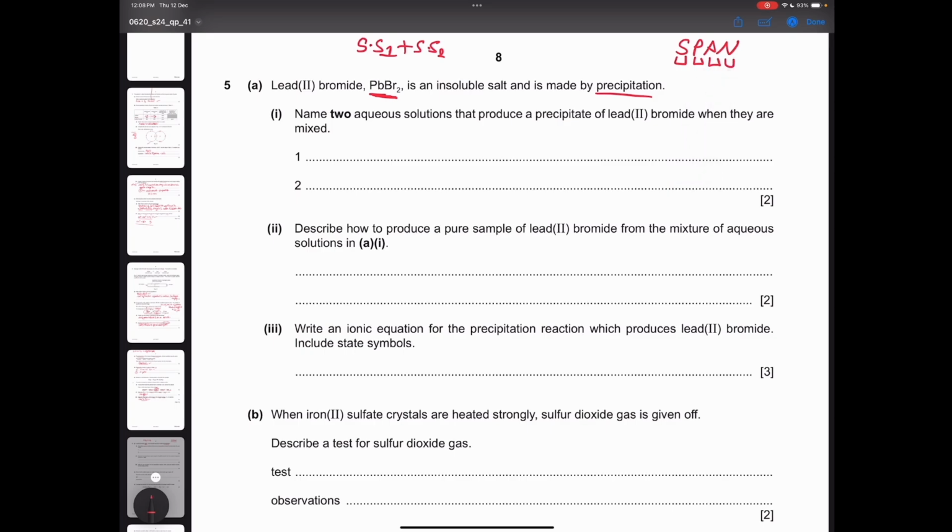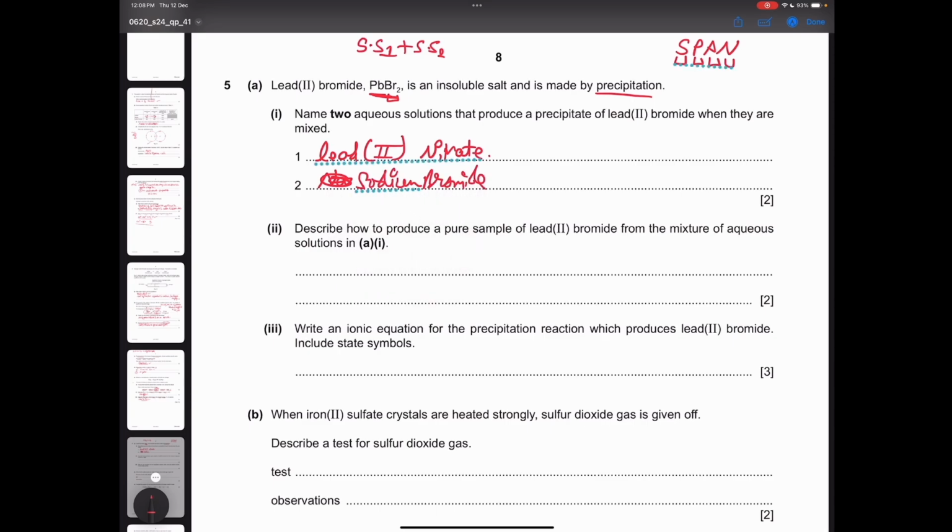So let's use lead nitrate first of all. Yeah, we can use lead nitrate. So mention lead nitrate. Now the question is, from where will we get the bromide? So use sodium bromide, because sodium salts are also soluble. So sodium bromide.